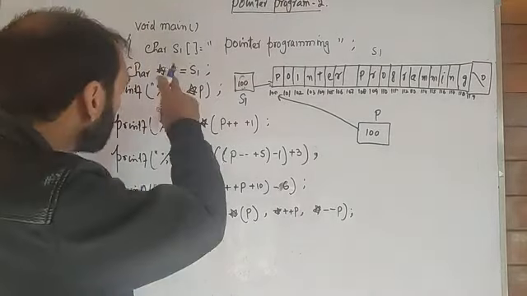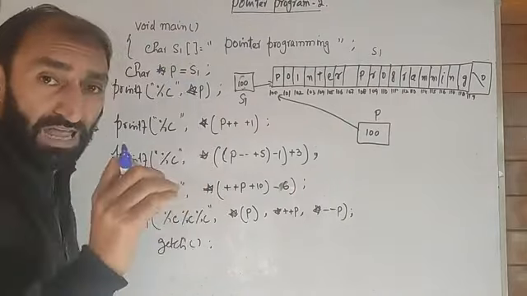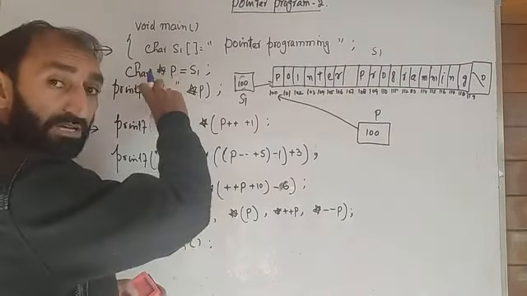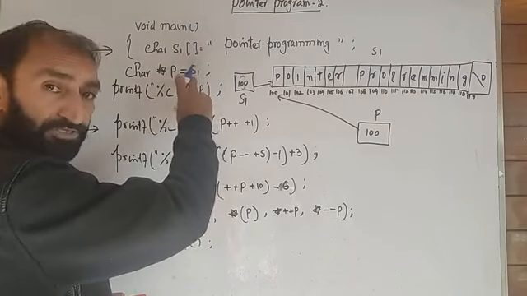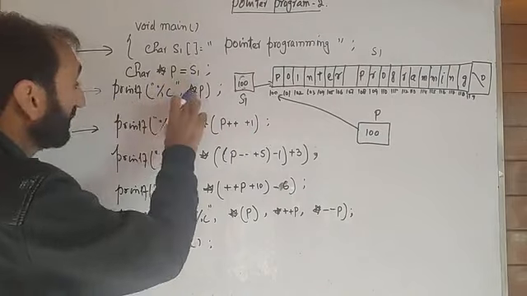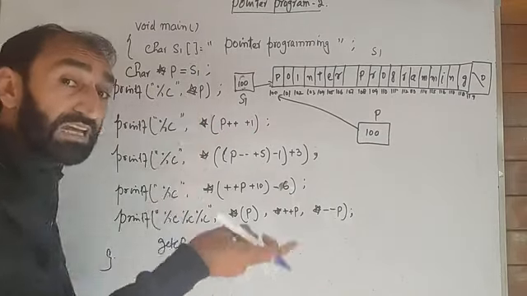This star, this asterisk, acts as a pointer? You should store the value of this array, the base address of this array. But what is this star? It acts as an indirection operator.